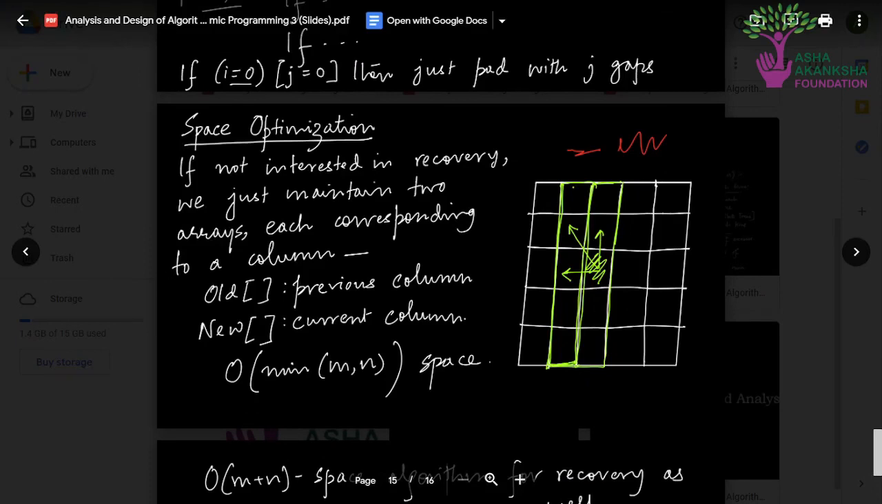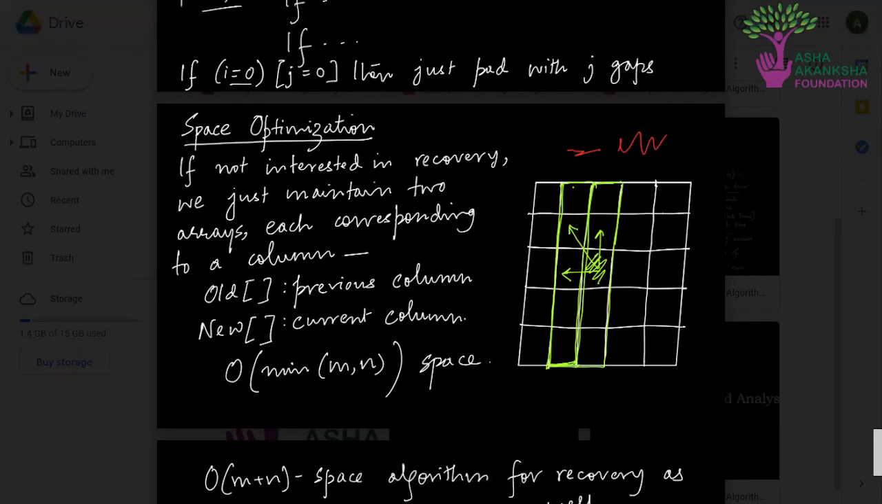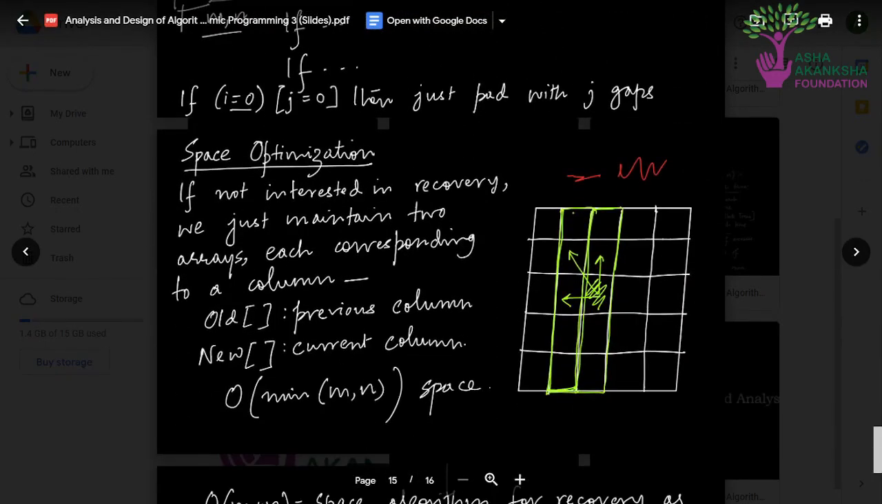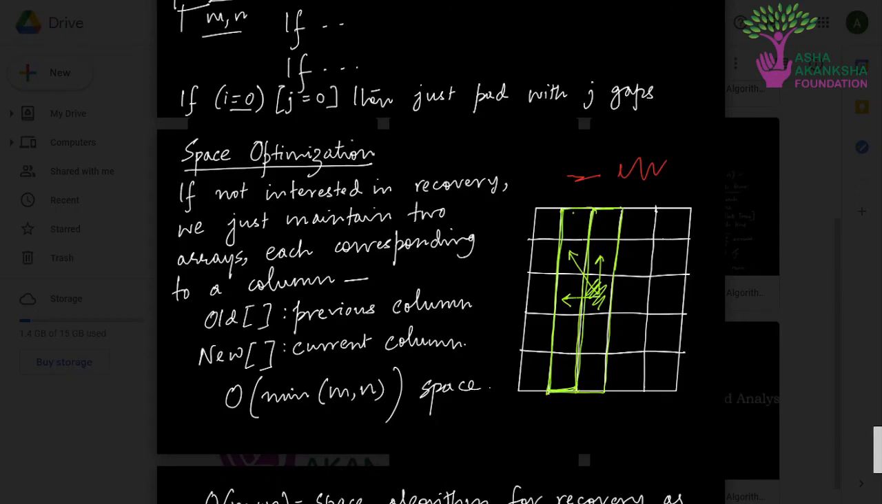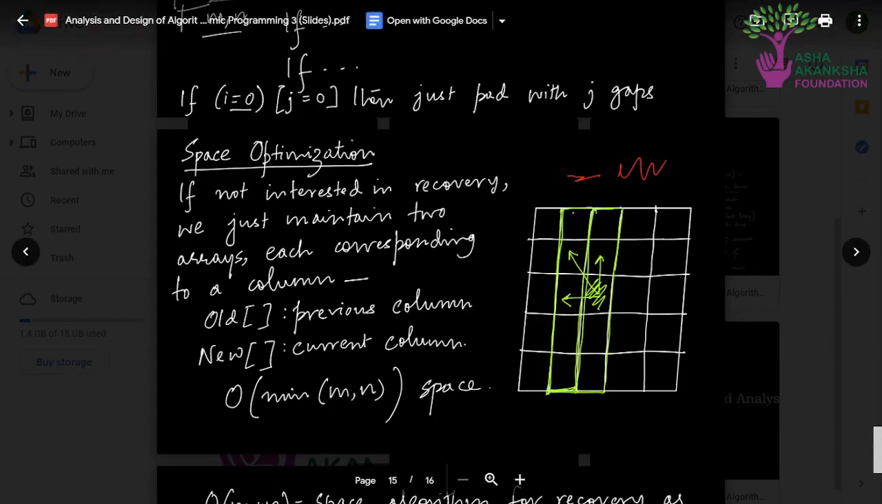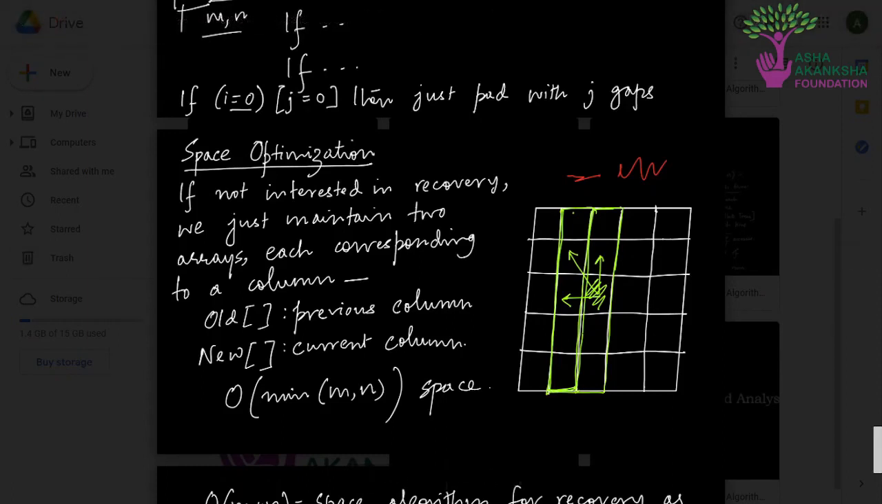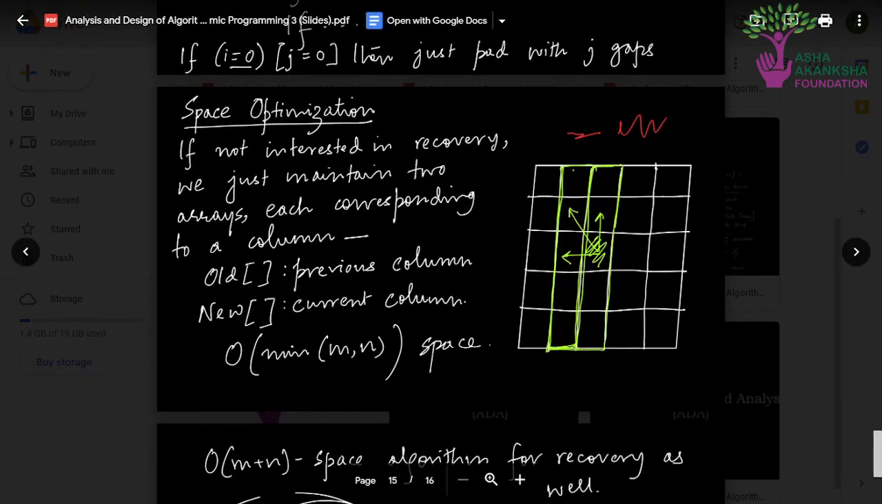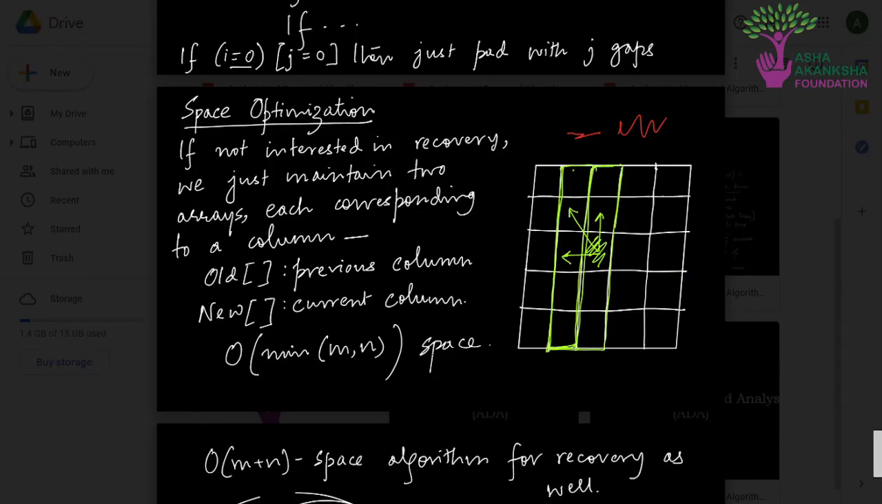So we will do space optimization. That is, if we are not even interested in recovery, then we just need to maintain two arrays. That is the arrays for these two things only, and we don't need to even maintain the array for memoization for the entire thing. And these should correspond to two columns. Old should be this one, the first column, and new should be the current column, that is this one, in which we are filling. And then the time complexity will be order of m times n, and the space complexity will become order of min of m comma n, and this is the space optimization.